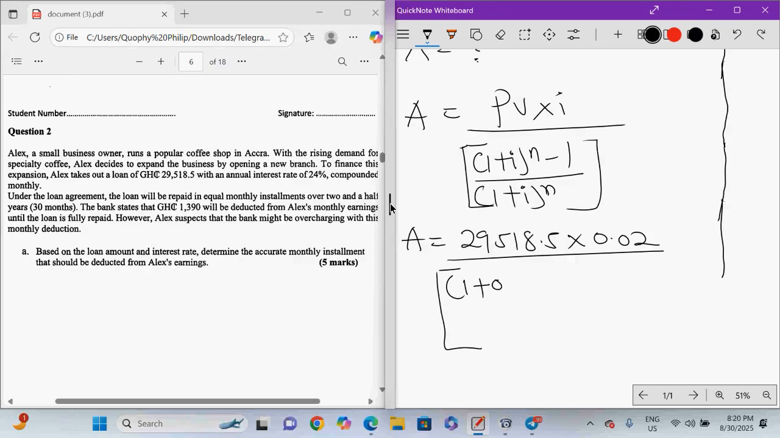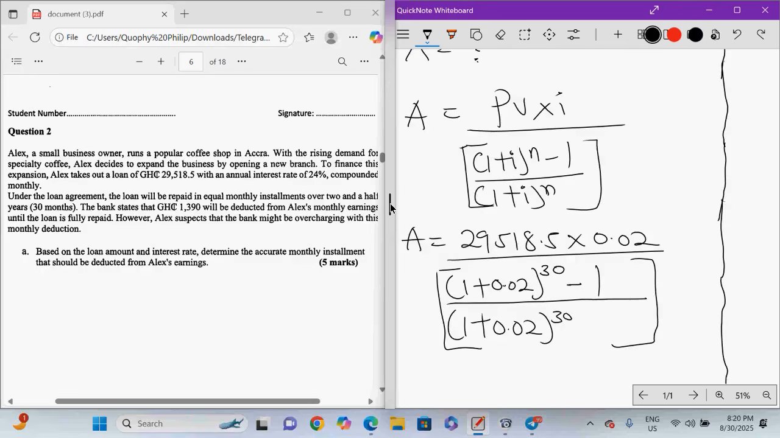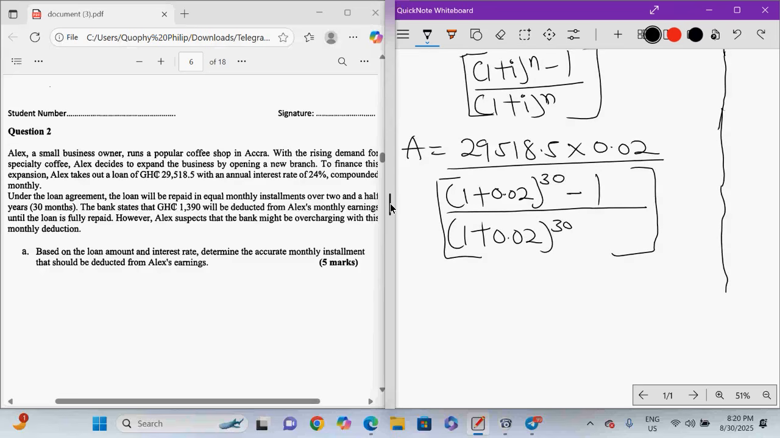So 0.02. Then the period is 30, minus 1. Then we have the same thing, 1 plus 0.01. So what is our A? Yeah, be careful when you are punching something like this.